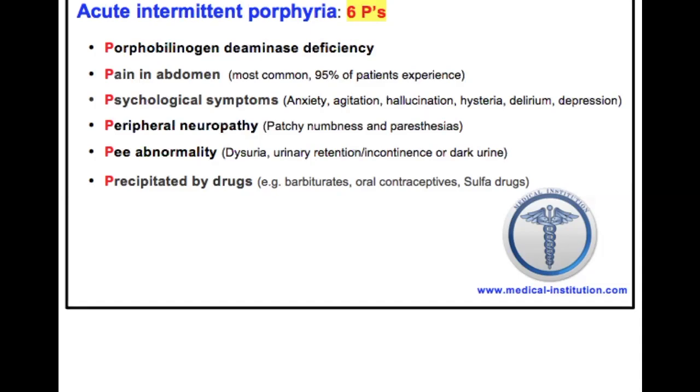There's also peripheral neuropathy. That means the patient will present with numbness and paresthesias. There's also peeing abnormalities. That means the patient complains of dysuria, has dark urine, and can also present with urinary incontinence or urinary retention. And it is precipitated by drugs. Particularly, number 1 on the list is barbiturates. Next is oral contraceptives. Third is sulfonamide drugs or sulfa drugs. Now, for board exam purposes, memorize barbiturates, memorize your sulfa drugs.